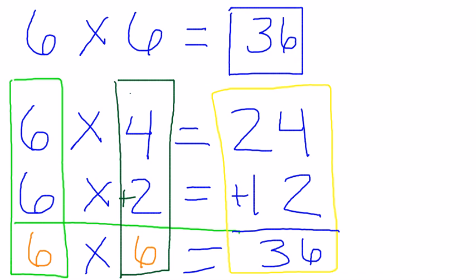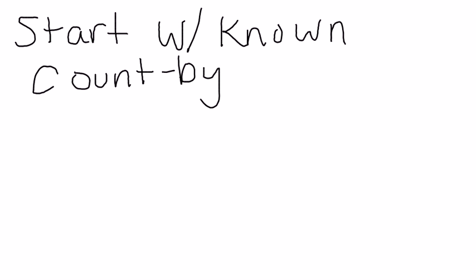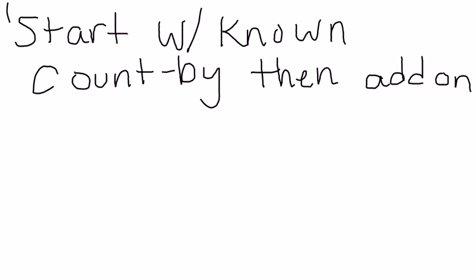Okay? Now, that was 3 different ways that you could use a multiplication strategy to find your answer. So we first started, and I'll erase this so I can write it down for you, with a known count by, then added on. So, start with known count by, then add on. That was one way.